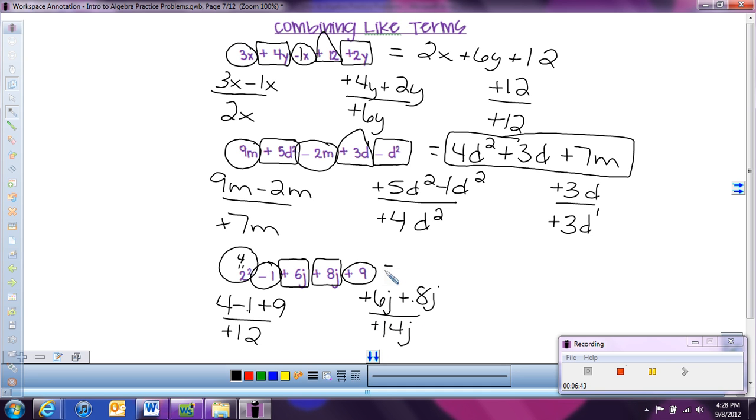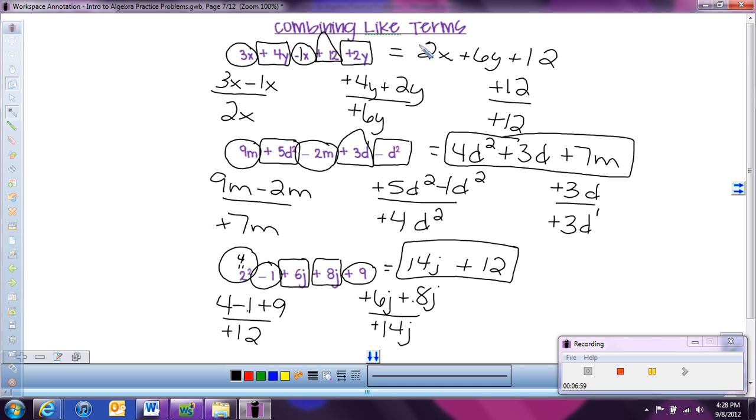So now I can write my final answer in alphabetical descending order. Constants will be at the end. Well, we only have one like term of variables, so that's going to come first, 14j, and then we're going to take our constants on at the end. So we'll have 14j plus 12.